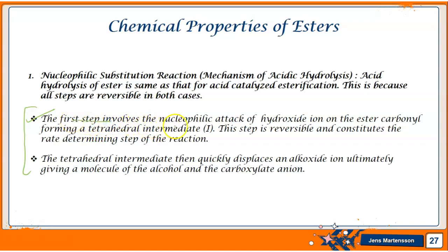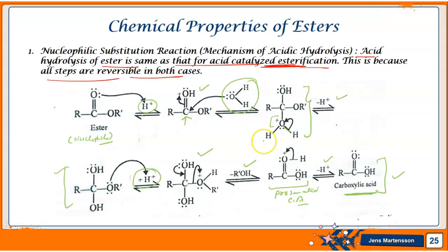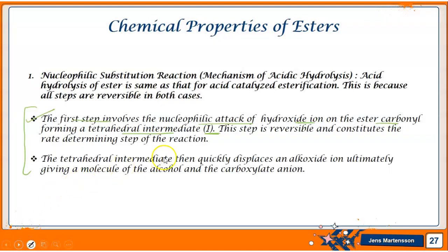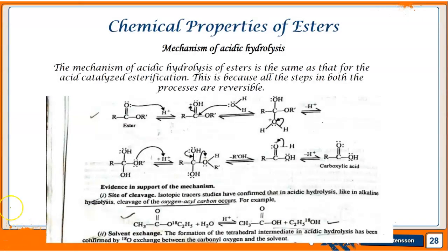See what is happening in the first step. It involves the nucleophilic attack on the ester carbonyl, forming your tetrahedral intermediate first. Let me show you which one this is. This is your first structure, that is your tetrahedral intermediate. After the formation of the tetrahedral intermediate, after repeated protonation and deprotonation, you will get your required products, the carboxylic acid and your alcohol. So that is all about the mechanism of your acidic hydrolysis.